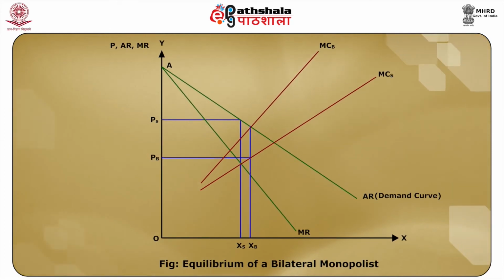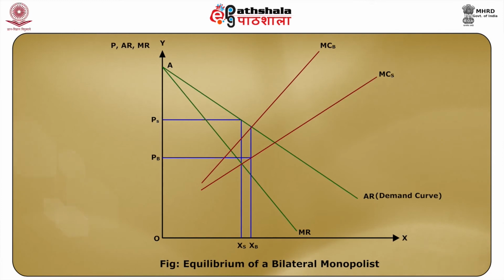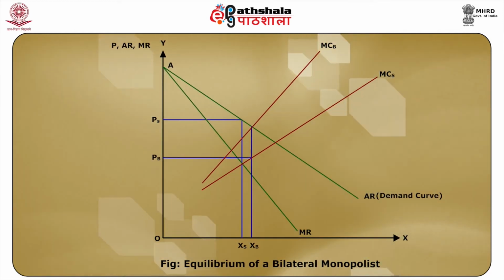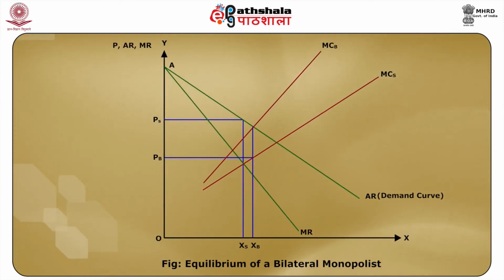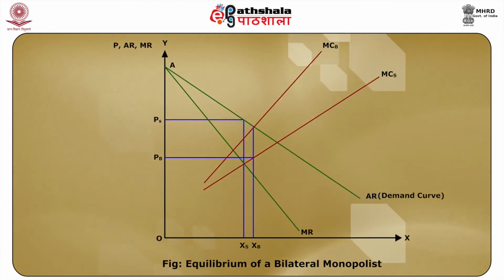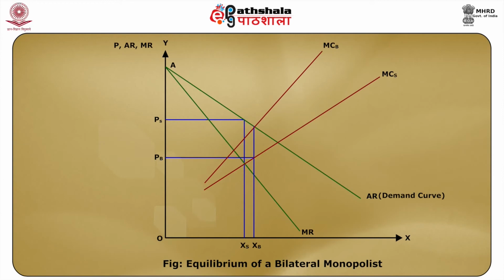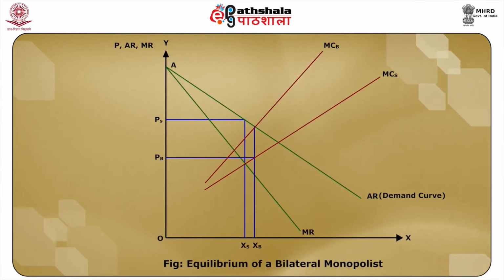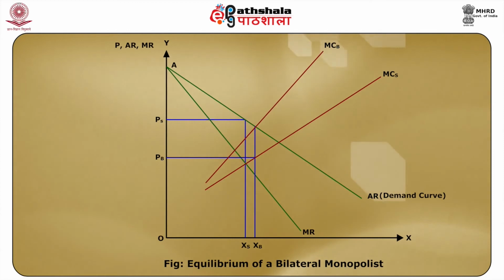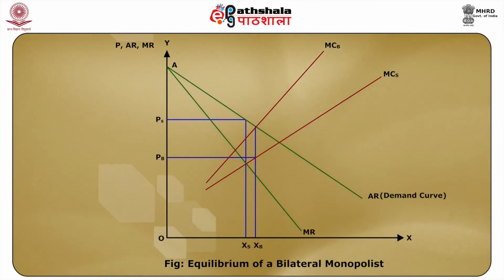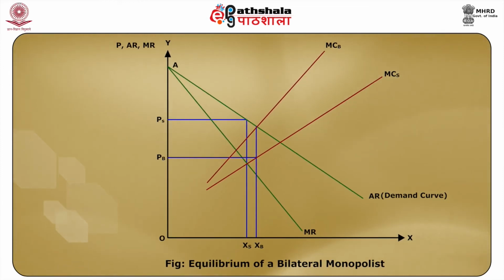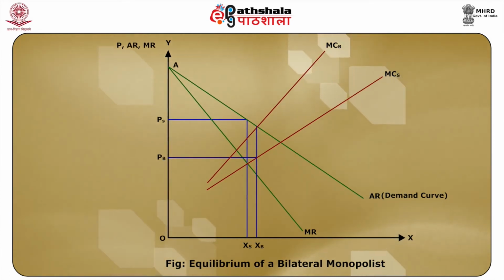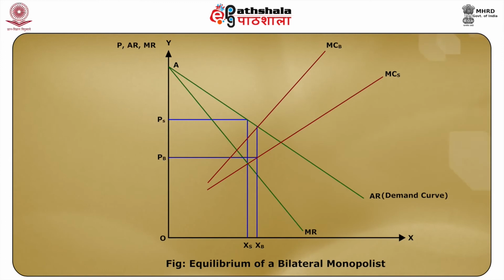The buyer equates her marginal cost of buying an additional unit with the marginal value of an additional unit, as given by the demand curve, and purchases XB amount. Since the seller is behaving like a competitor with supply curve MCS, she will sell XB units at per unit price PB. The actual solution for the bilateral monopoly problem is indeterminate, depending on the bargaining power of the seller and the buyer.